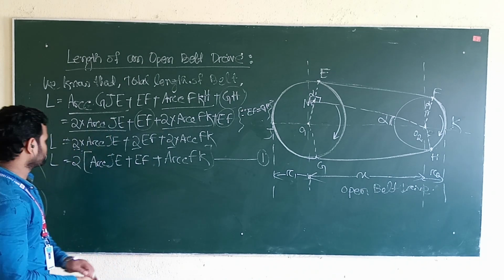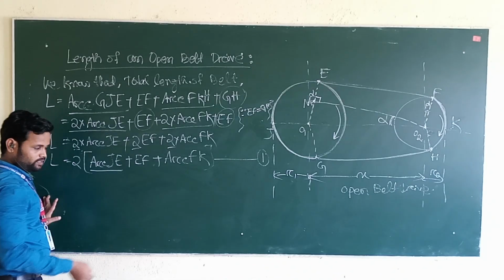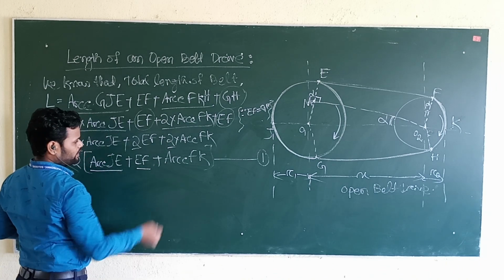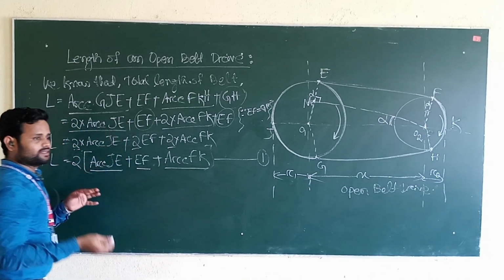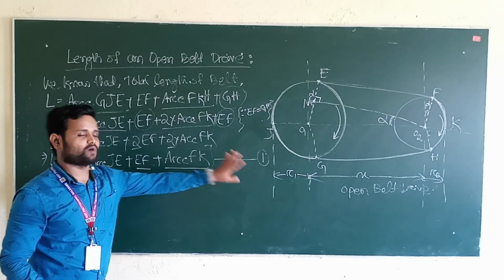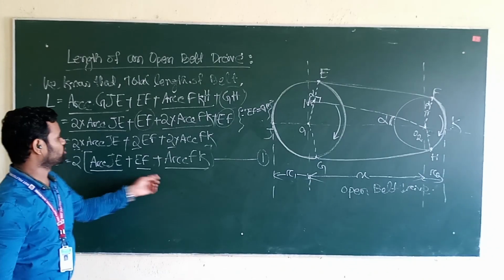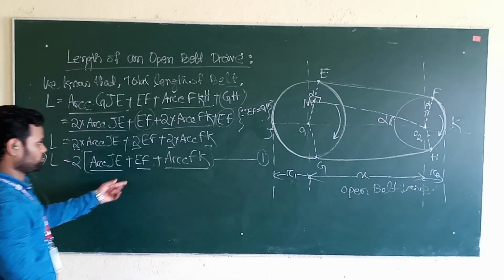First we will calculate the value of arc JE, the value of EF, and the value of arc FK. Then we substitute these three values in equation 1. So remember equation 1. First we make a note, then we will erase it, then we will calculate these three values. Okay? Make a note.